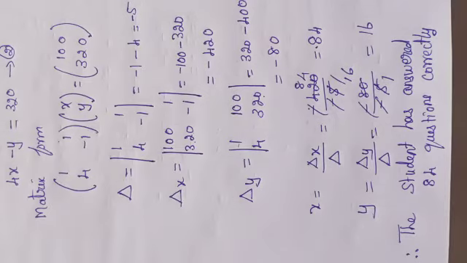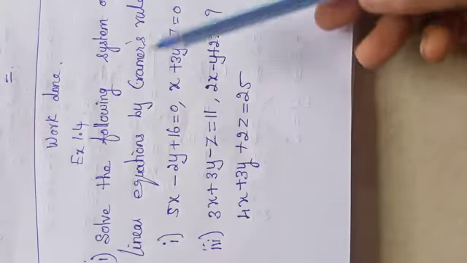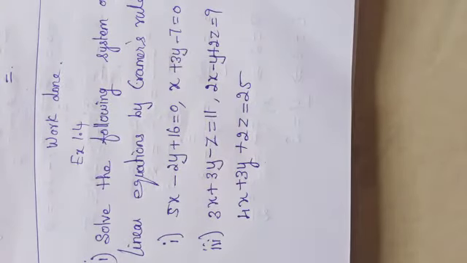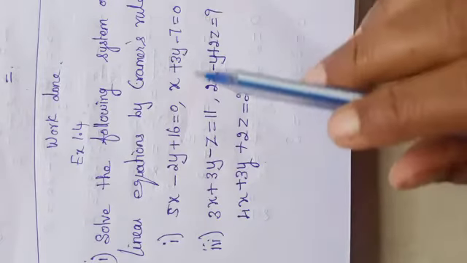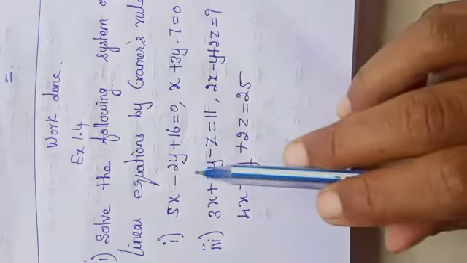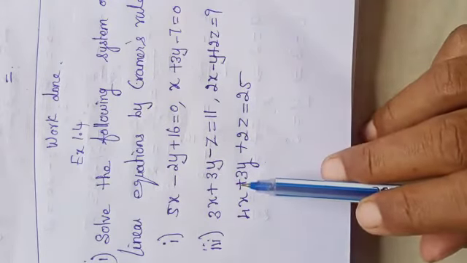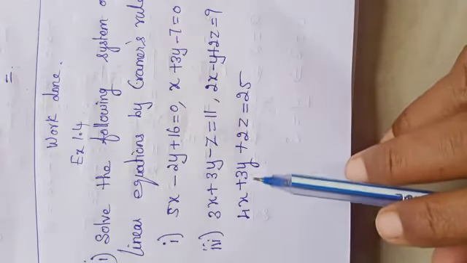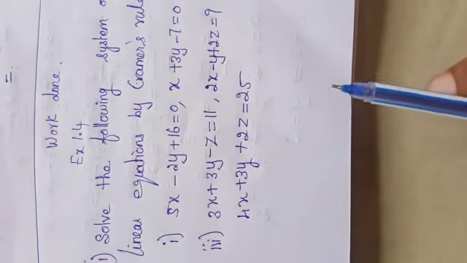Now, this is the time for your work done part. See, work done exercise 1.4. First problem: solve the following system of linear equations by Cramer's rule. Two subdivisions I have given. Okay, two subdivisions are there. You have to do it.